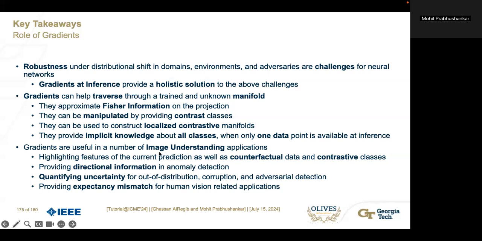It can be used for a large number of image understanding applications. Again, the reason being that it gives us local information and directional information, and we can use that for adversarial detection, out of distribution detection. I didn't talk about open set recognition, but you can do it with those applications as well. There's a lot of applications that we can use gradients for.